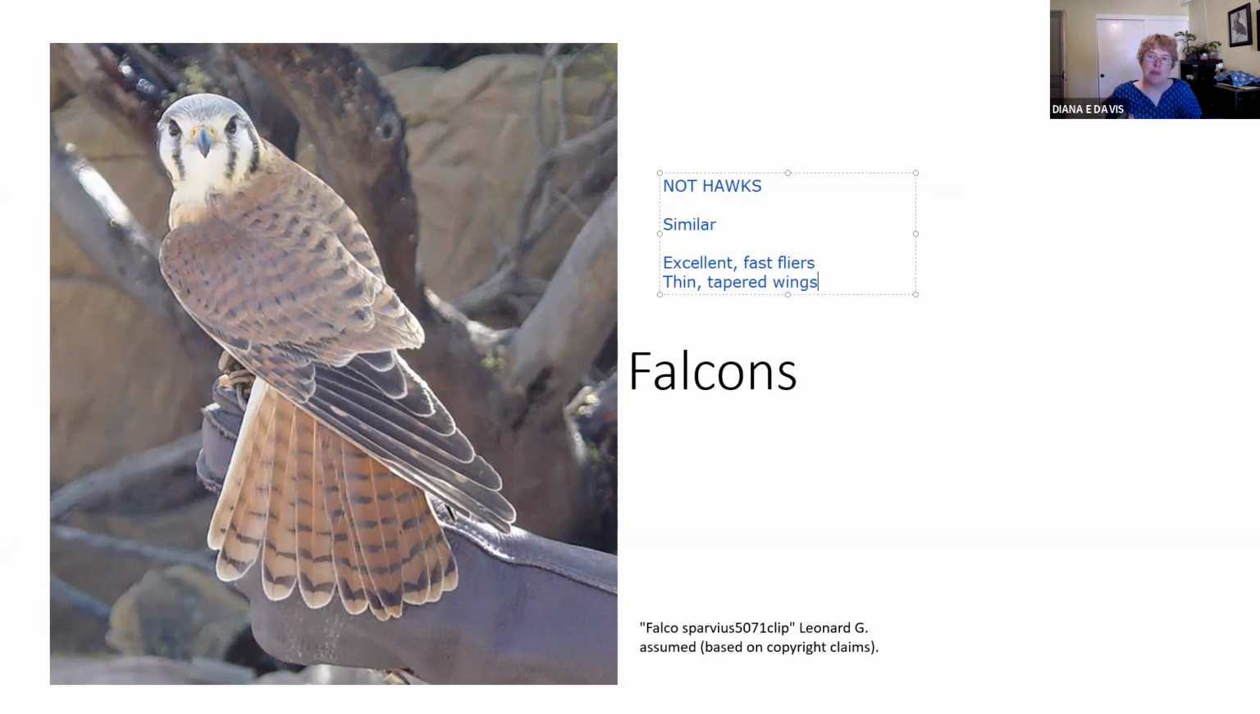The wing shape is really important for their ability to fly. You probably have heard that peregrine falcons are the fastest land animal, period. And when they are diving at prey, they can go up to 200 miles per hour.